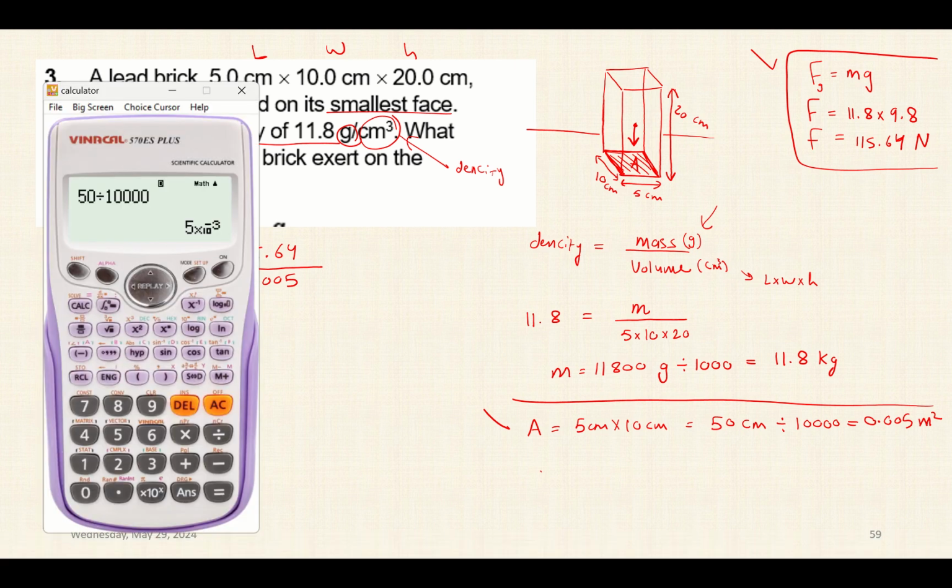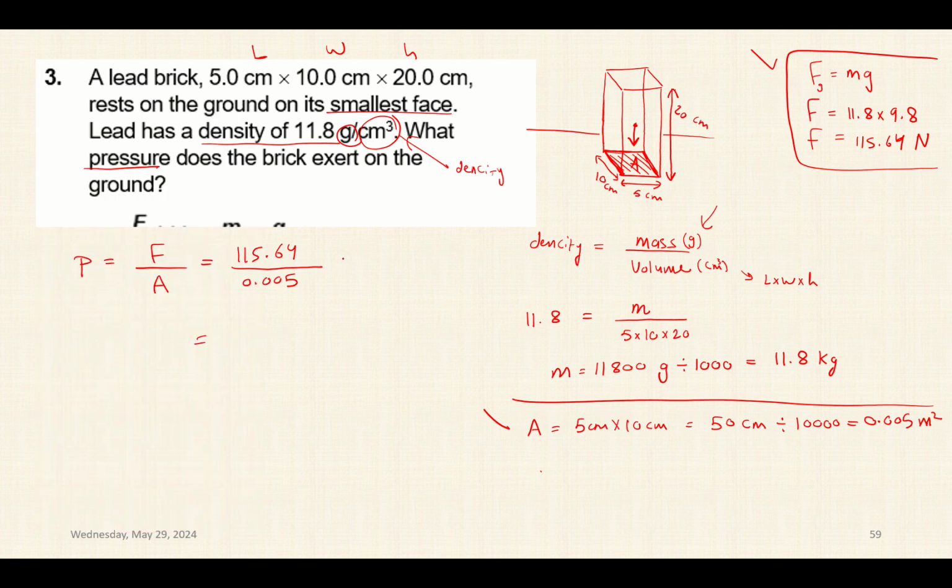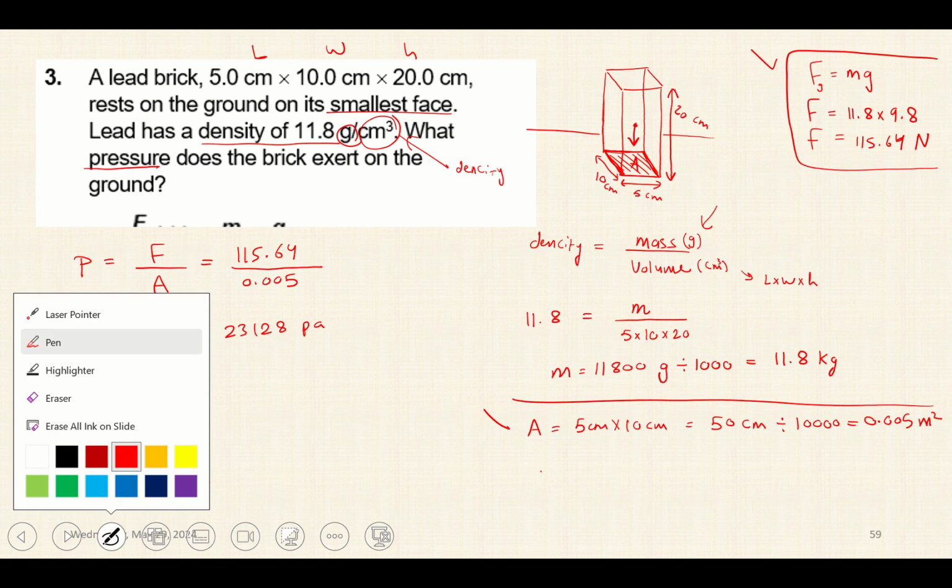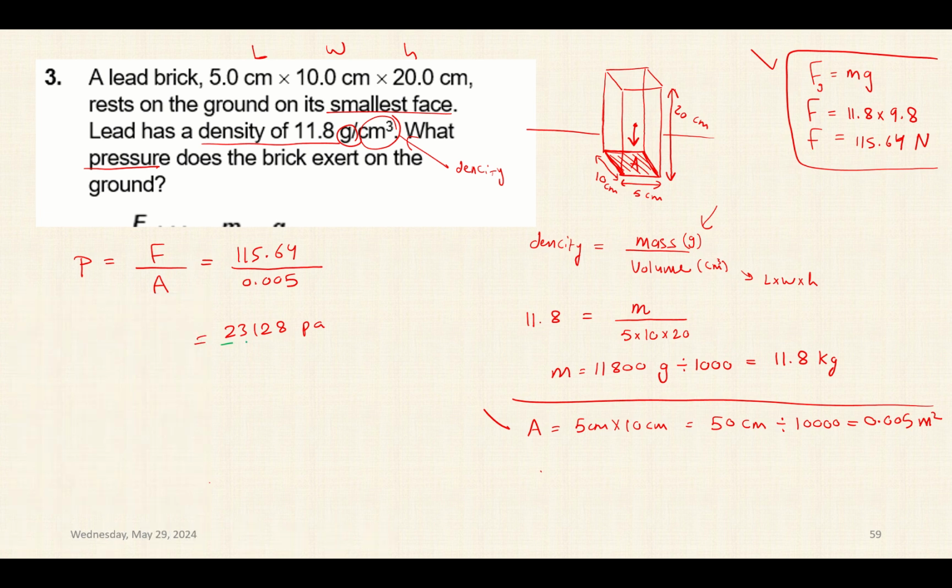Using the calculator, 115.64 divided by 0.005. That's 23,128. You can turn it into kilopascal by converting from base to kilo, dividing over 1,000. So that's going to give you 23.128 kilopascal.